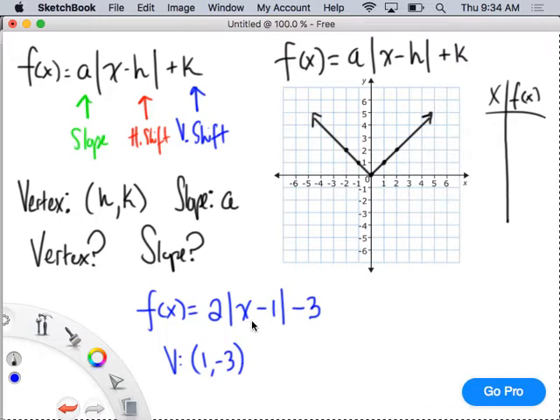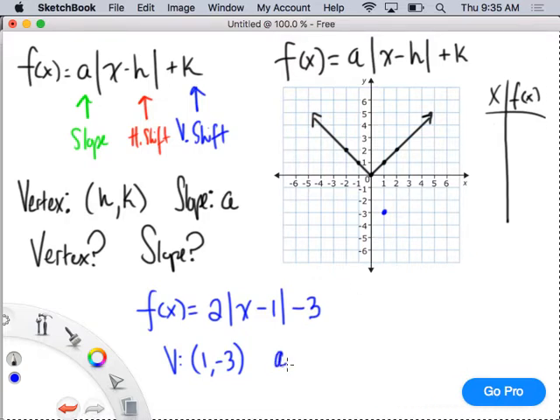Remember, inside of the absolute value, you do the opposite of what you think, right? If it's negative, you go to the right. And if it's negative, then h is positive. Does that make sense to you guys? But k, it stays exactly how it looks. Okay? Does that make sense? Any questions on that? So there's my vertex at (1, -3), bam.